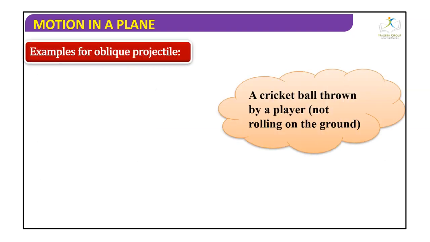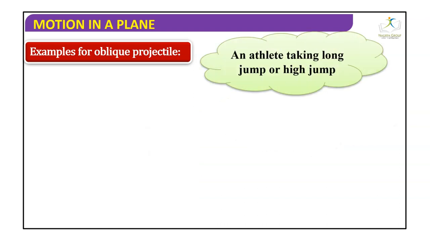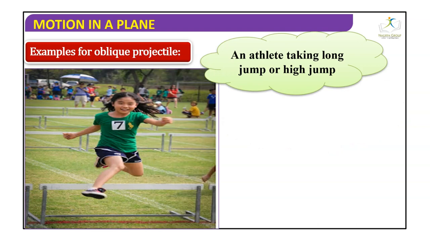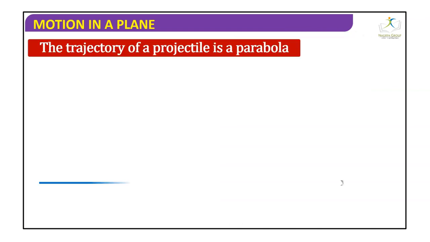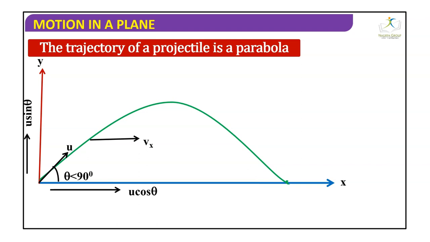An example of an oblique projectile is a cricket ball thrown by a player. As you can see, the player throws the ball at a particular angle. Similarly, an athlete taking a long jump or a high jump. The trajectory of a projectile is a parabola. We are just throwing a thing with respect to two axes. Theta is not equal to 90 degrees, it must be less than 90 degrees. So we have two components of velocity: horizontally u cos theta, and vertically u sin theta.